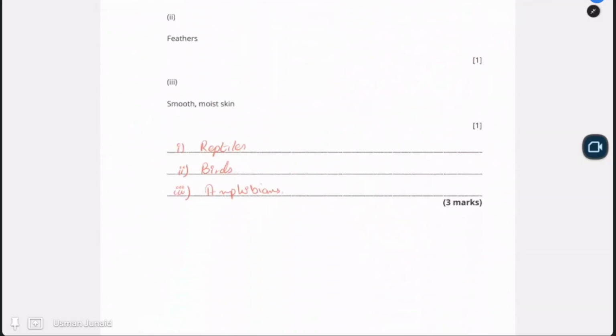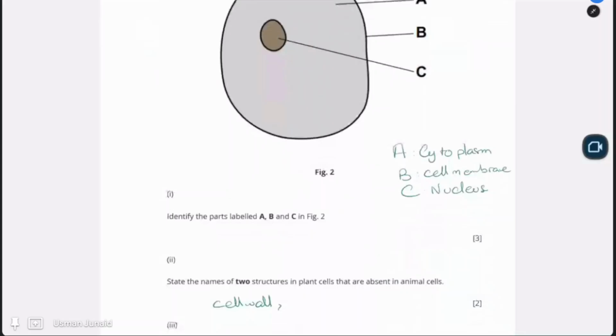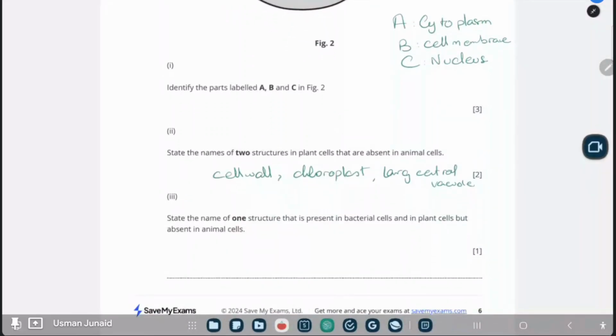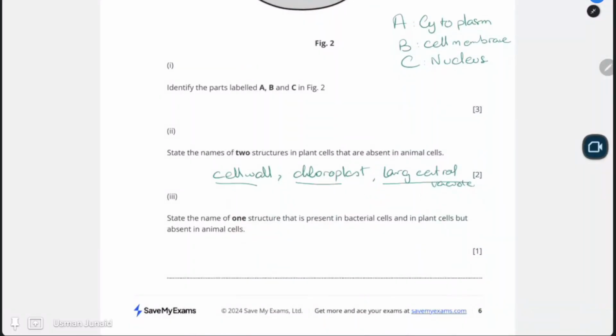Do you know what chemical makes plants or leaves green? Chlorophyll, right? So there's an organelle related to chlorophyll. What organelle is that? Chloroplast. Yes. And the third one is a large central vacuole. They ask for two, you can give any two of these, preferably these two.